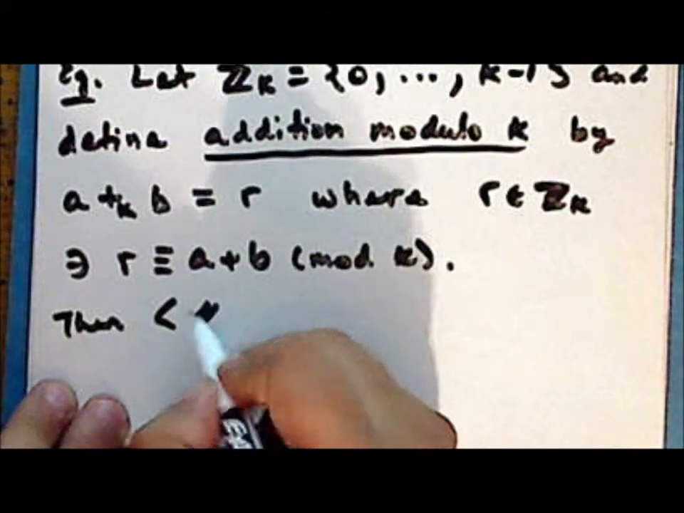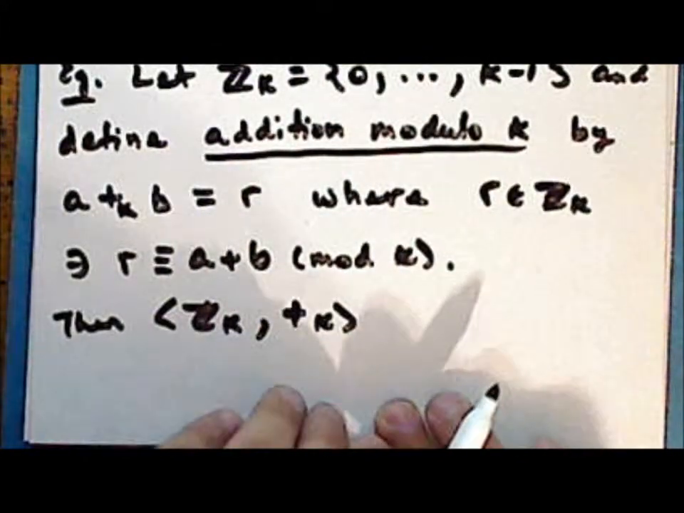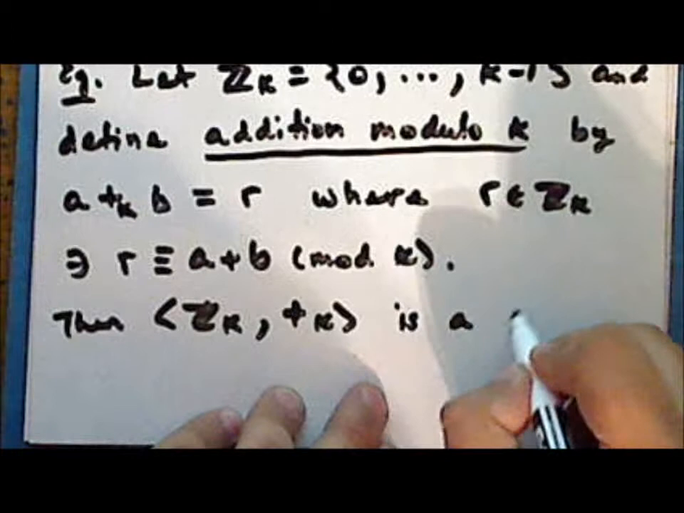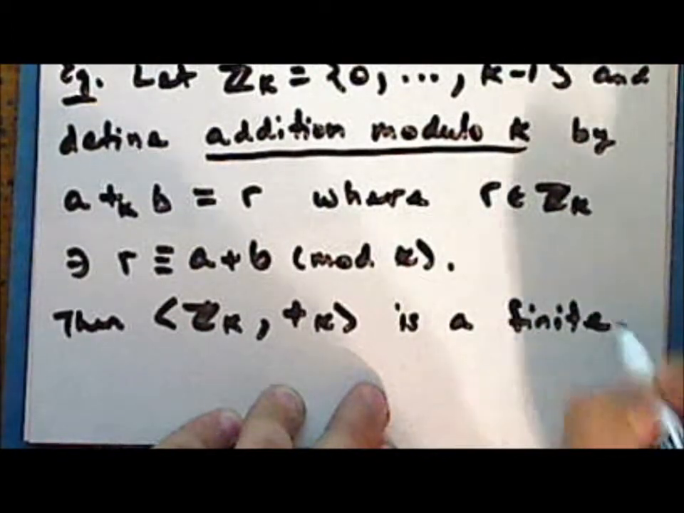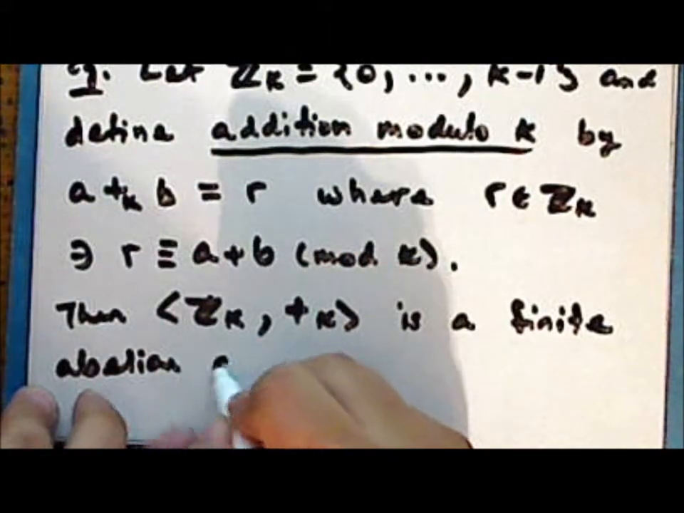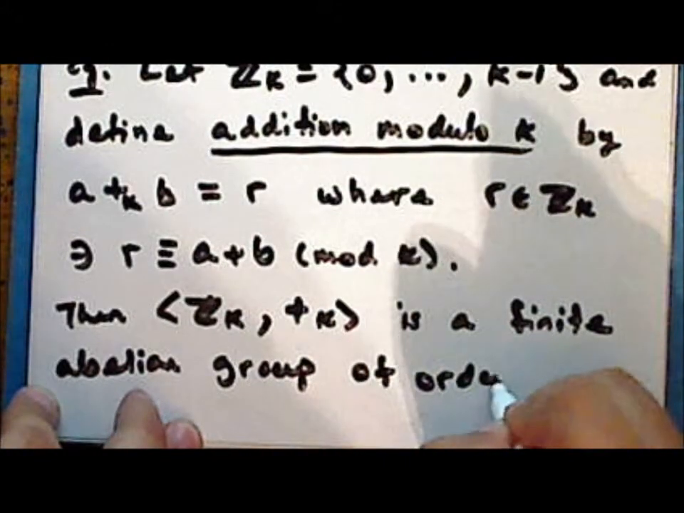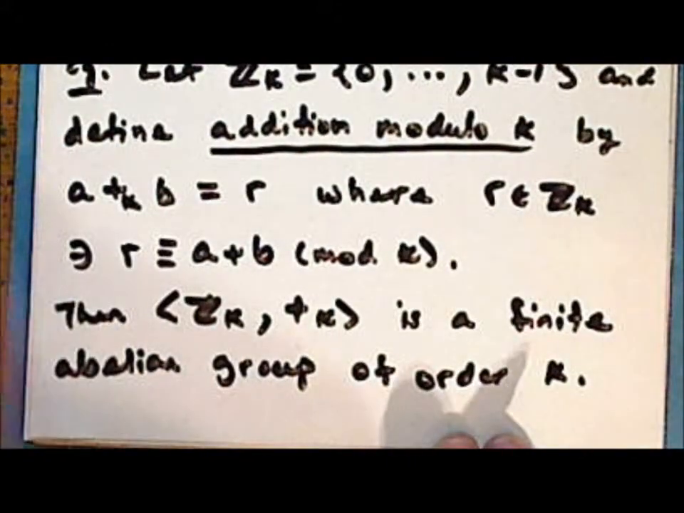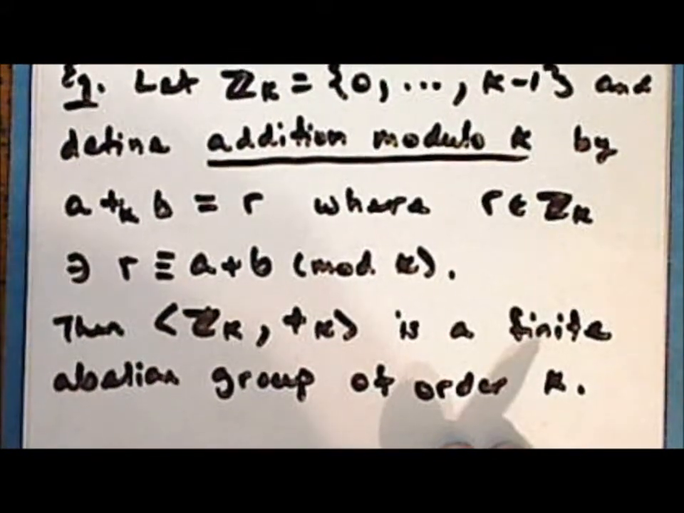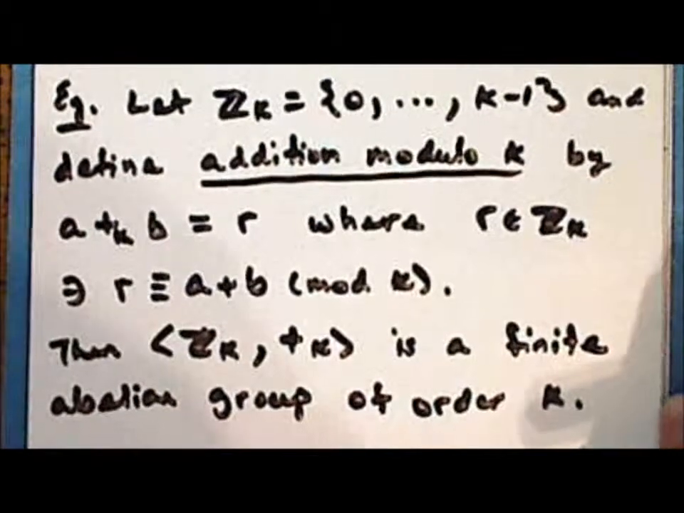Then the set of integers modulo k, together with addition modulo k, is a finite abelian group of order k. Now, notice that I'm making a statement about an infinite number of groups, so I'm going to be very thorough in the proof of this statement.